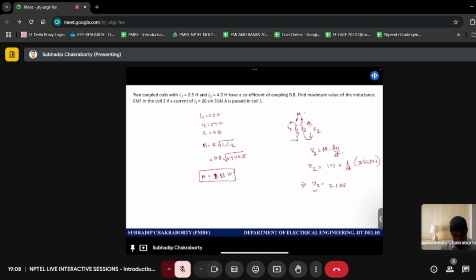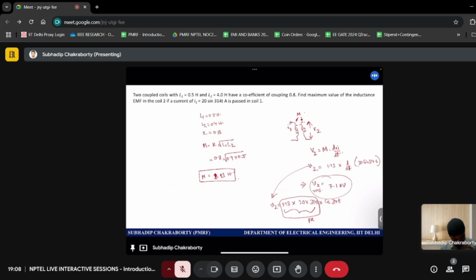This is the RMS value, right? Why? Because if you differentiate V2, what will you get? 1.13 into 20 into 314 into cos 314t. So if you try to determine, this is the peak value, right? So what is the peak value? Let us calculate, okay? 1.13 times 20 times 314. So this is the peak value, right?